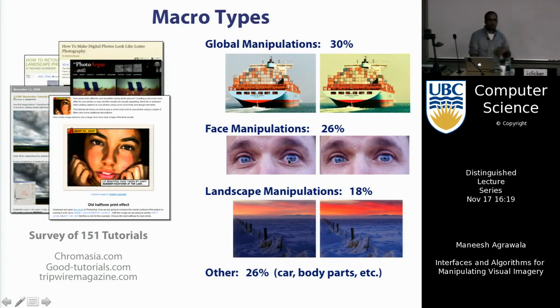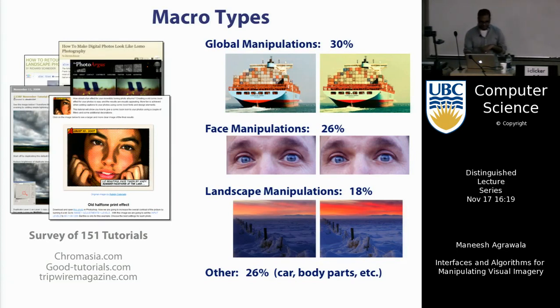Another 26% are all about manipulating faces in some way. So here we're removing the bags under the eyes, but there are a lot of manipulations that are designed to affect faces. And that makes sense because people are interested in faces and pictures of faces. And then another 18% are aimed at manipulating landscapes and improving the look of landscapes, like sunsets and skies and so on. And finally, there are 26% that are aimed at other kinds of specific objects in images, cars or parts of the body and so on.